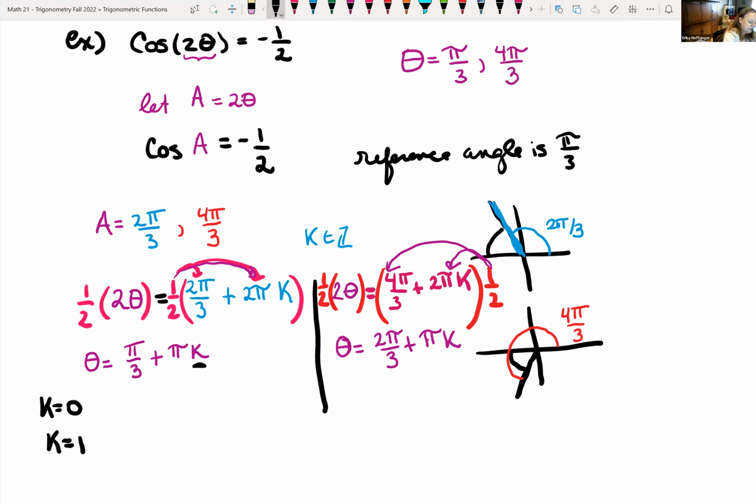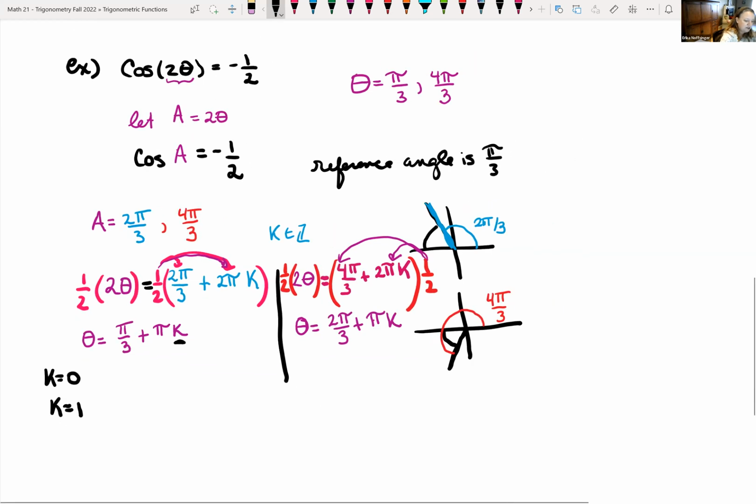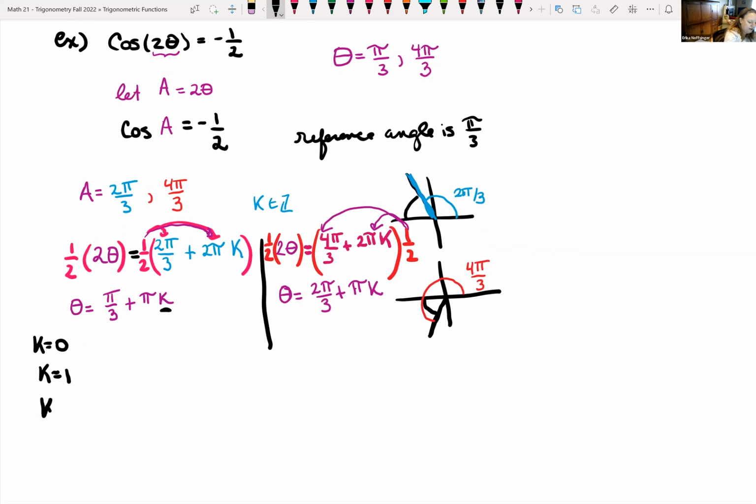So you're going to keep doing this, keep choosing values for k that are integers until we get out of the set between 0 and 2 pi. So if k is 2, well, I'm just reasoning, 2 times pi is 2 pi. And if I add pi thirds to 2 pi, that's going to get me outside of the interval between 0 and 2 pi. And so k equals 2 doesn't work. That doesn't give me another answer.